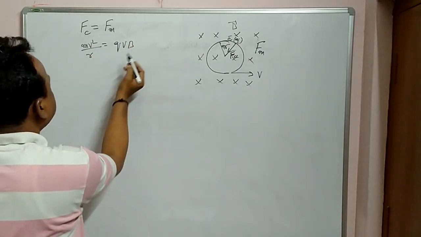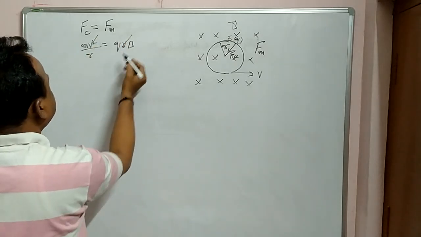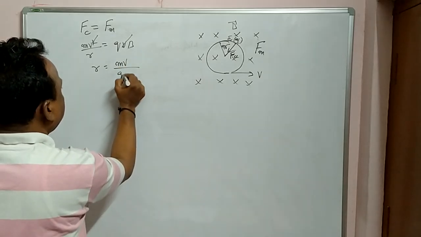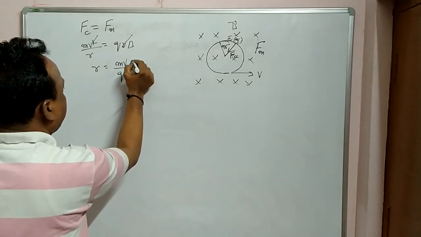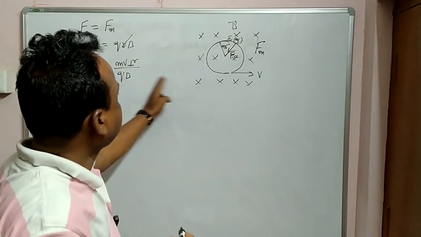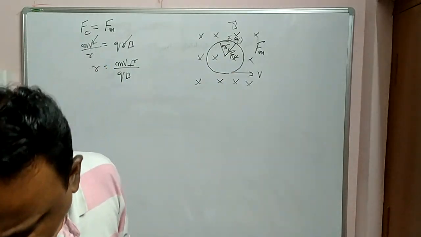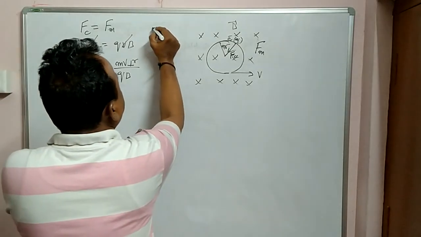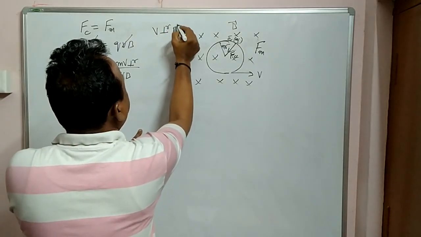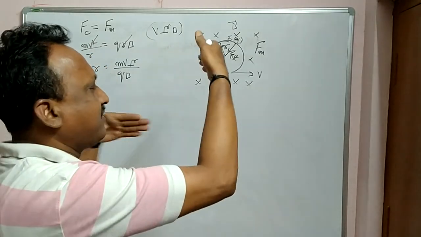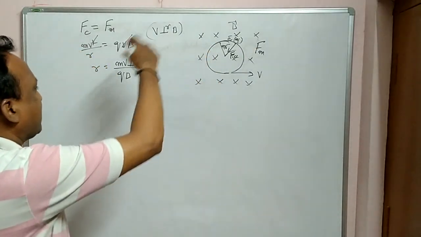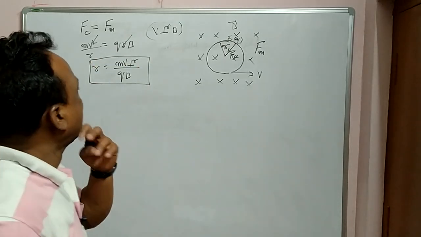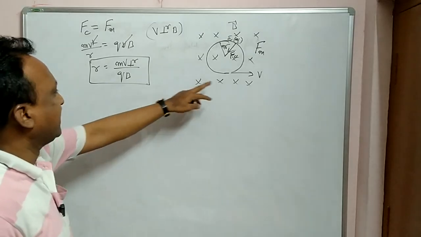So when both are equal, you can see this V gets cancelled. So r is equal to mv by qB. This V is called V perpendicular, please. V is perpendicular to the magnetic field. The velocity is perpendicular to the magnetic field. The magnetic field is inside, V is on this side, so it is going in this fashion. So this is the equation for the radius of the particle, an electron, moving in a circular motion with linear velocity V.